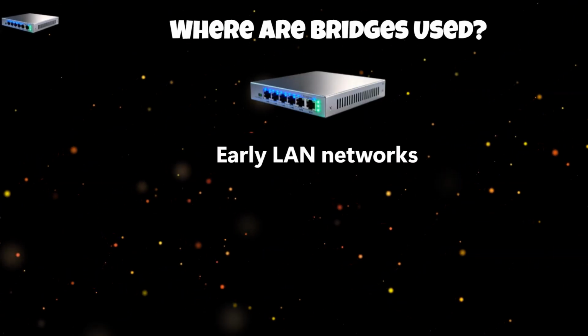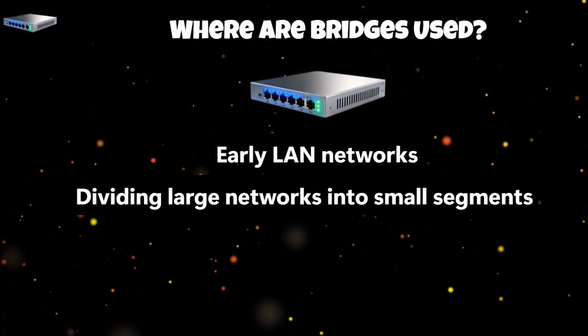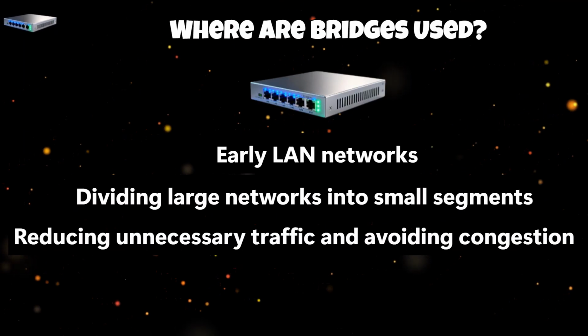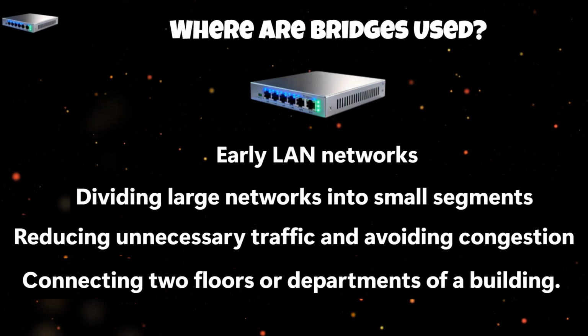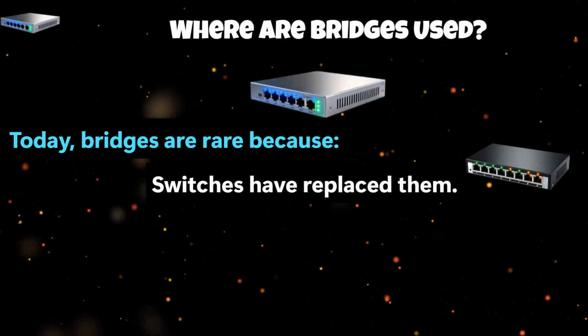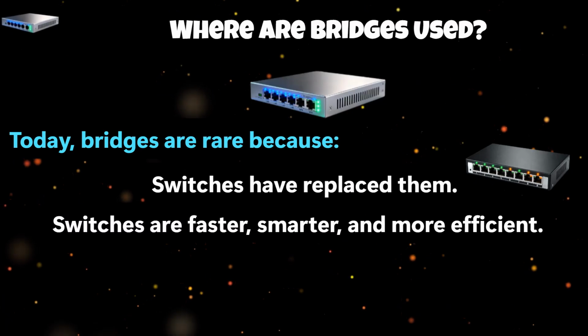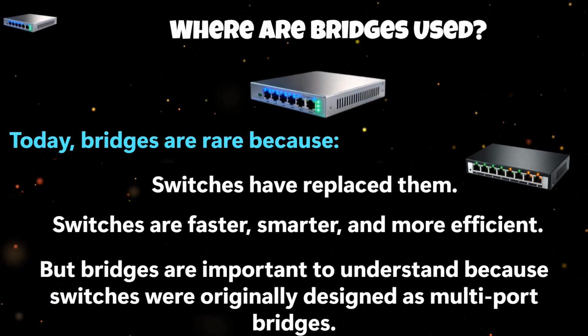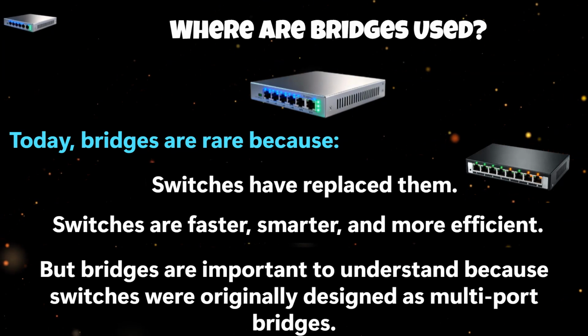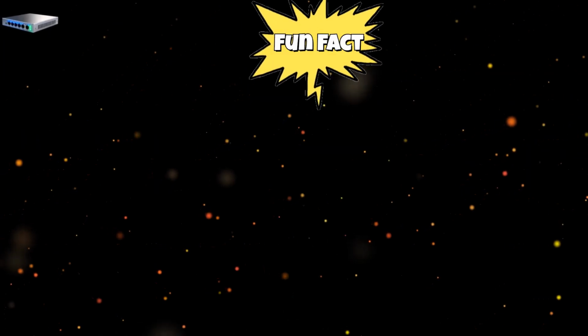Bridges were commonly used in early LAN networks. Dividing large networks into small segments. Reducing unnecessary traffic and avoiding congestion. Connecting two floors or departments of a building. Today, bridges are rare because switches have replaced them. Switches are faster, smarter, and more efficient. But bridges are important to understand because switches were originally designed as multi-port bridges. Let's see a fun fact.